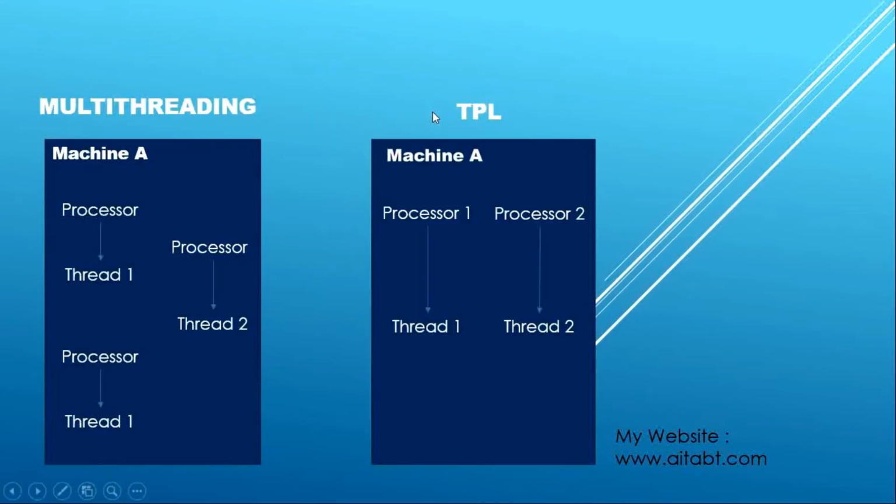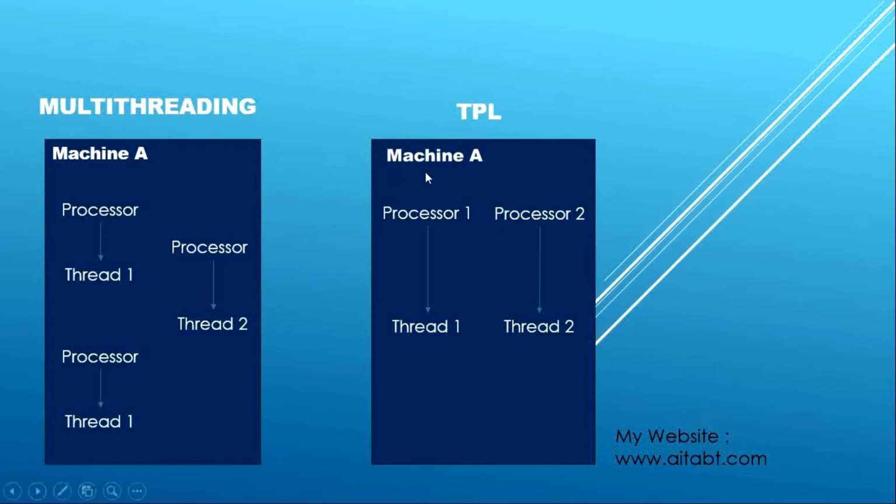If you see this diagram, in multi-threading, on the same machine, in both diagrams there is the same machine, machine A. But in multi-threading, the processor processes these threads by context switching between them. Firstly it is processing thread 1, and after some time slice provided by the CPU to its processor, it switches to another thread, and after some time slice it switches back to thread 1. So there is time switching, there is context switching there.